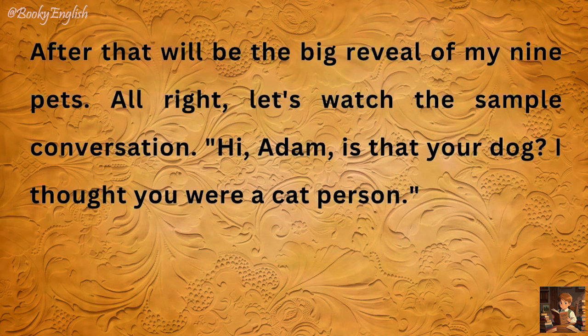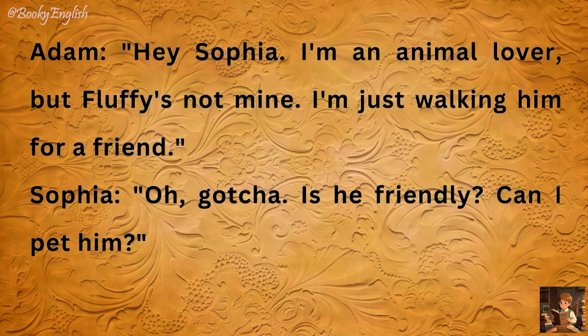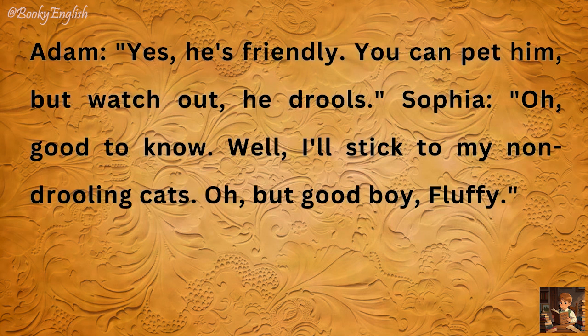Sophia: Hi, Adam. Is that your dog? I thought you were a cat person. Adam: Hey, Sophia. I'm an animal lover, but Fluffy's not mine. I'm just walking him for a friend. Sophia: Oh, gotcha. Is he friendly? Can I pet him?